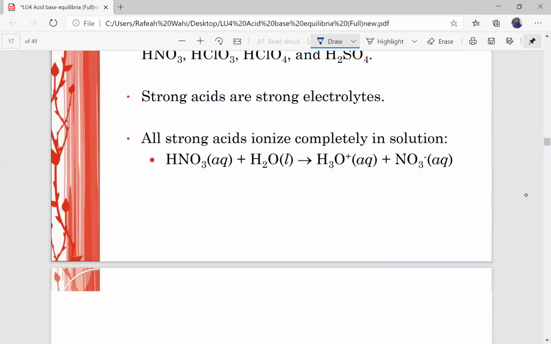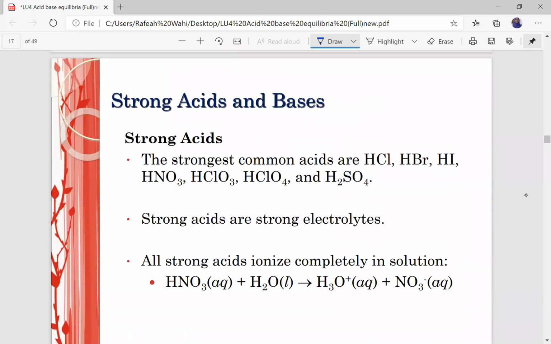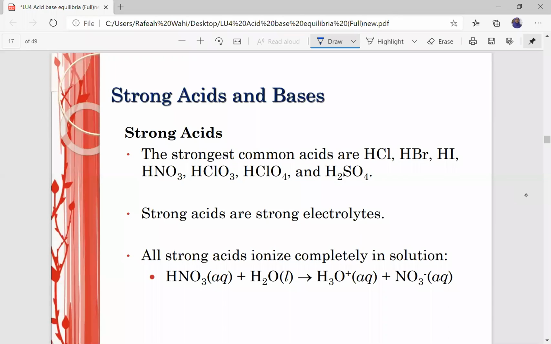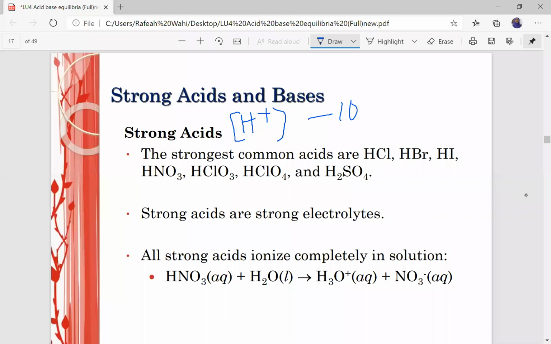I think this is the last slide for today. The last two slides for today, the properties of acids and bases. Okay, these are the common list of strong acids. Strong acids normally have H plus concentration at a high level, and they fully dissociate. Okay, so they have 100% dissociation percentage. So the strongest common acids are as listed here.